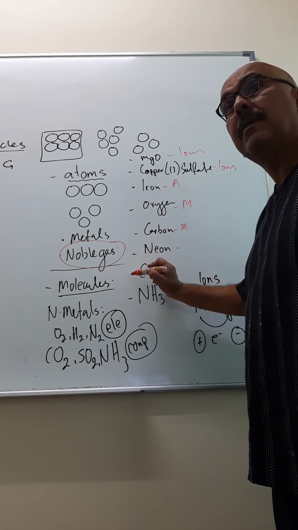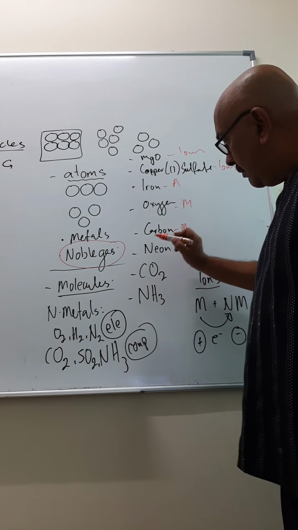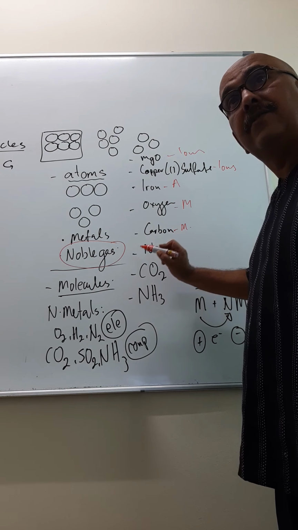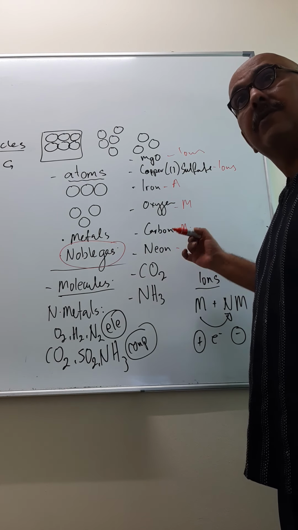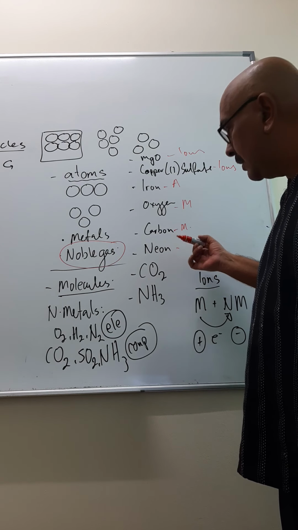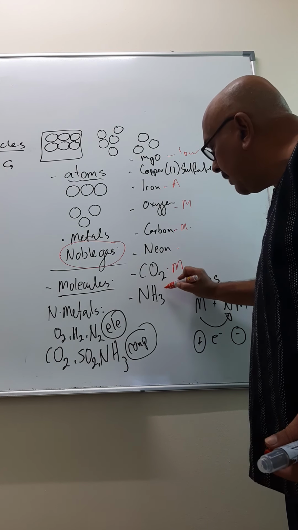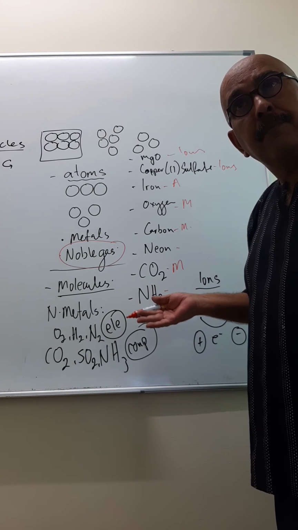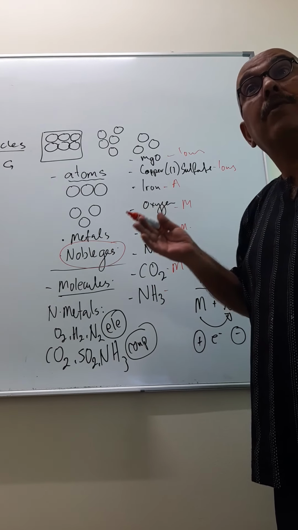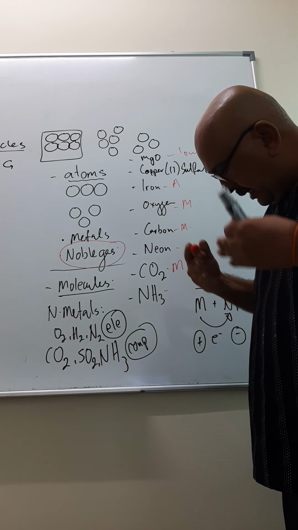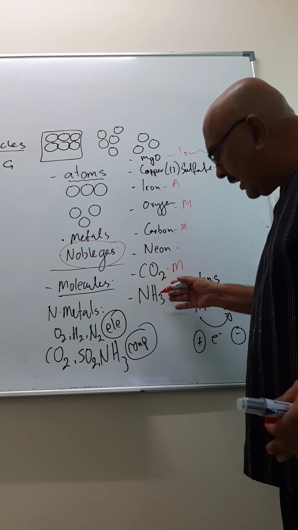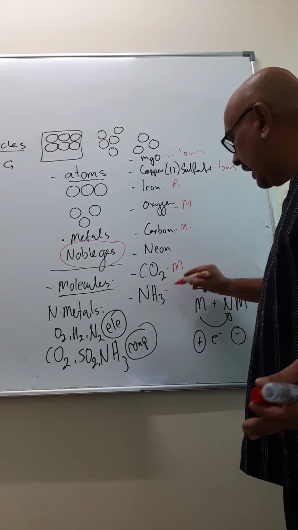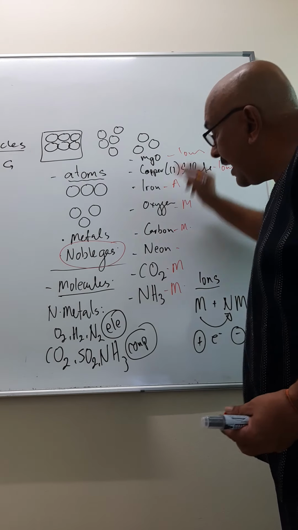Element, compound. Compound. Contains metal and non-metal? No. Contains non-metals and non-metals, yes. So it is a molecule. You see, think about it. This one again. Element or compound? Compound. The constituent elements? Non-metals. So it's a molecule. Take your time, Anil.